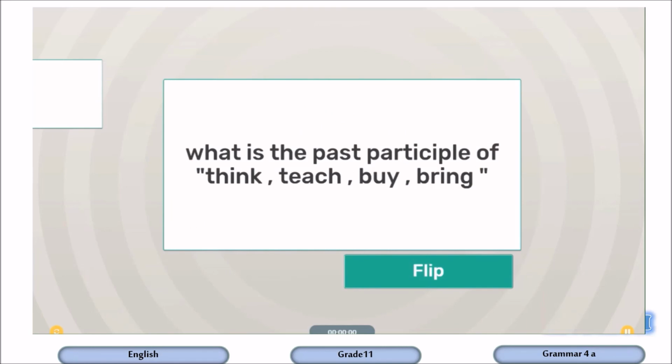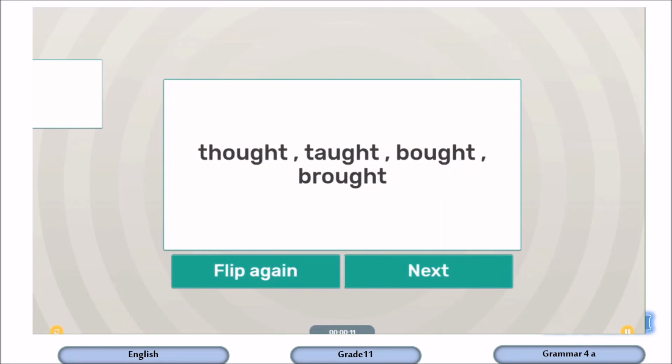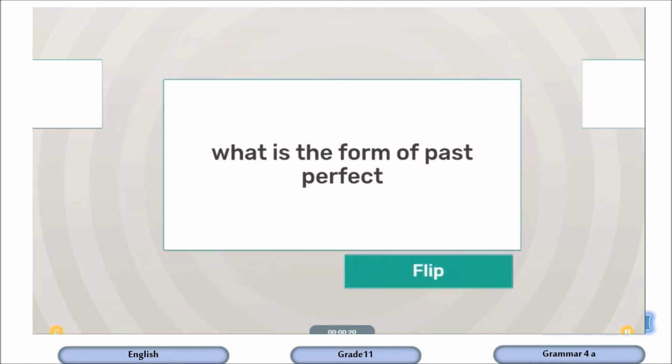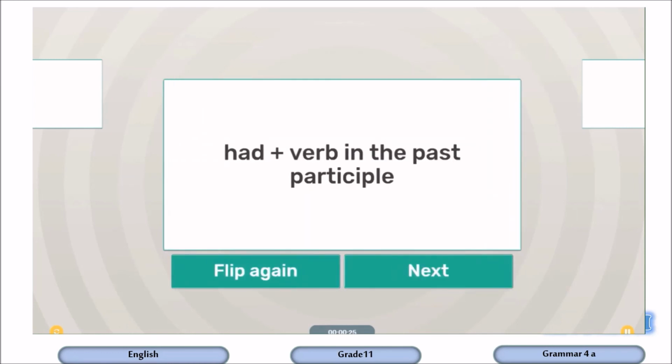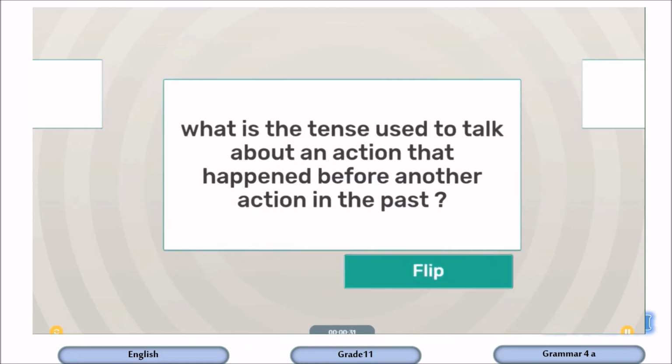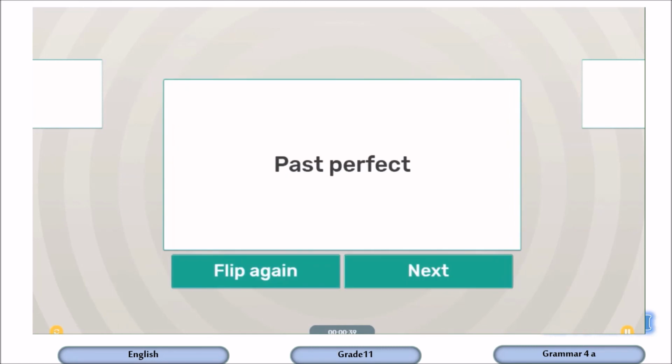Let's play. What is the past participle of think, teach, buy, bring? Very good. Thought, taught, bought, brought. Next question. What is the form of the past perfect? Had plus verb in the past participle. What is the tense used to talk about an action that happened before another action in the past? It's the past perfect.